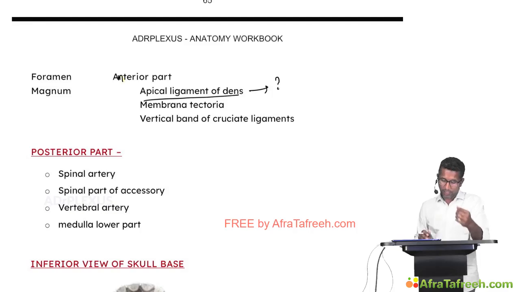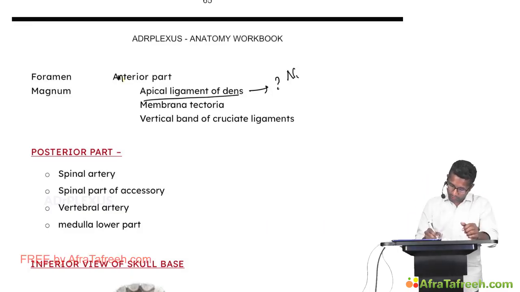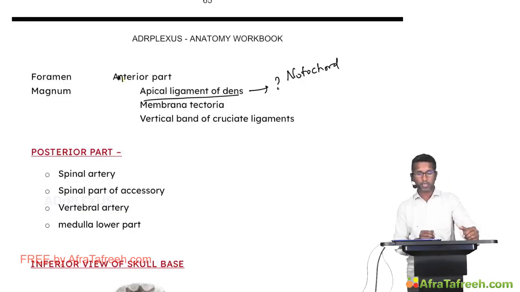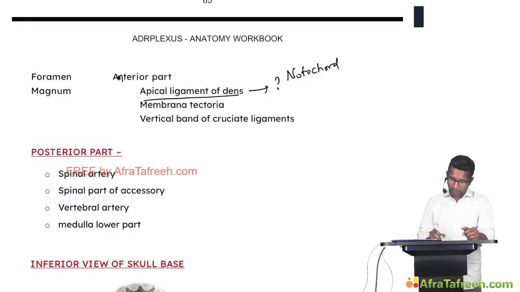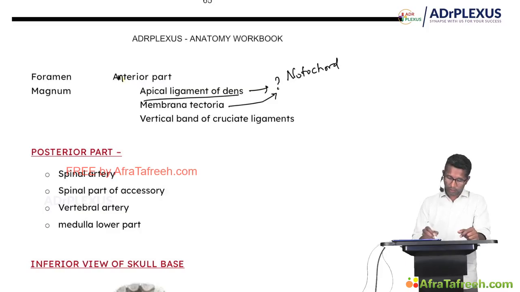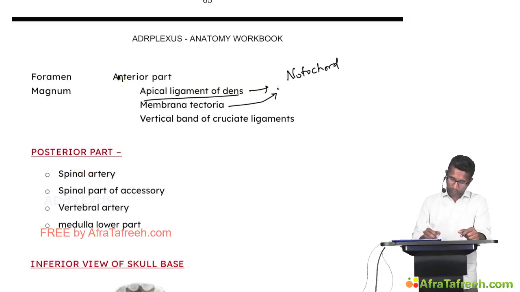So what is this apical ligament of dens? It is a remnant. The notochord is a structure which forms the apical ligament of dens. So notochord remnant is apical ligament of dens. Membrana tectoria is also a remnant of notochord. So these two structures here are remnants of notochord.